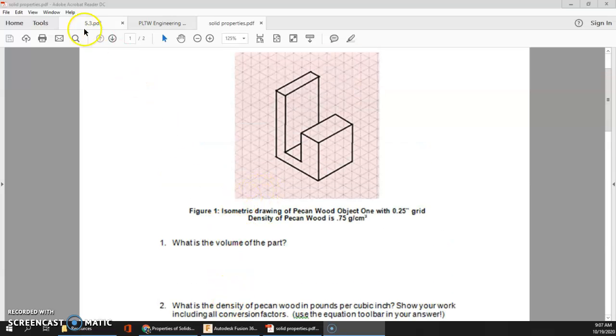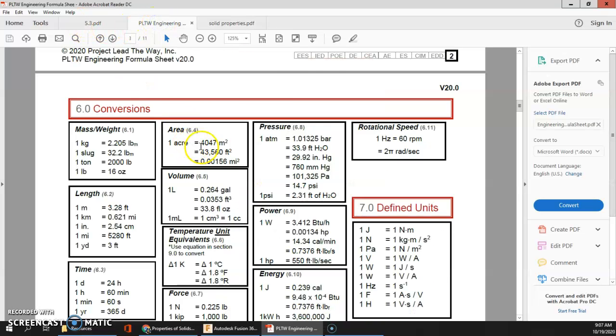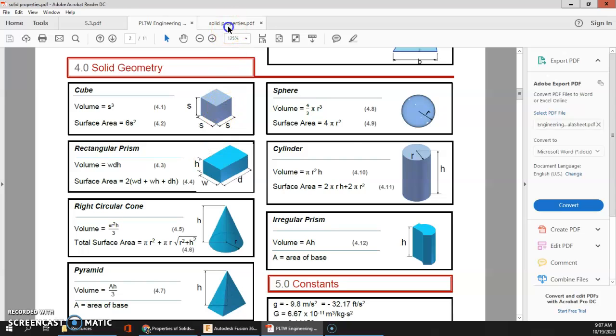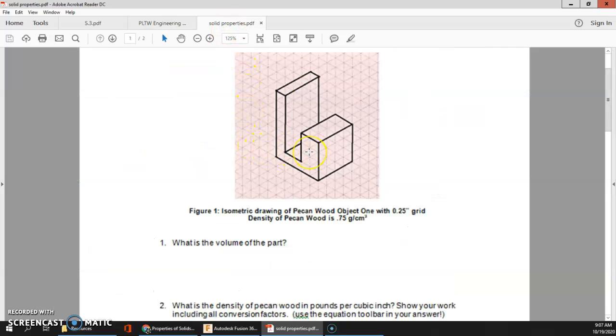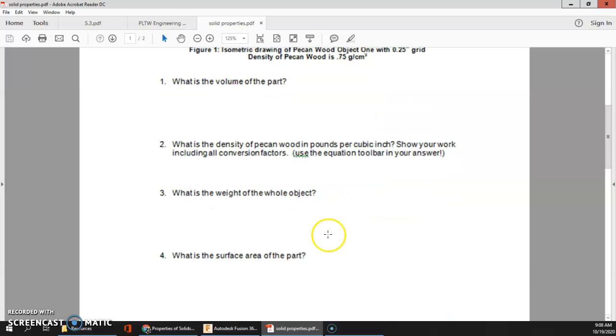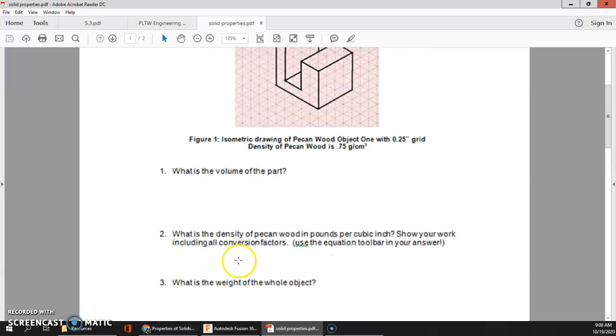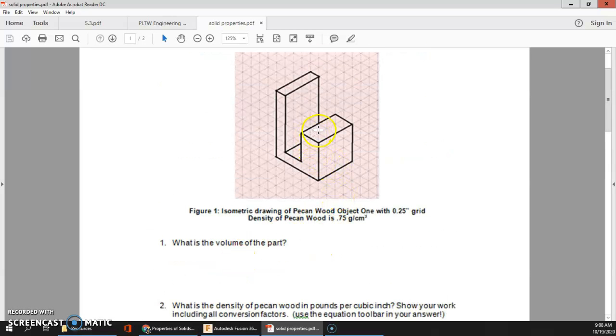Remember, we have formulas for volume on our formula sheet. Looking at this, it's not a regular prism, but you can divide it up into regular prisms. So I have a rectangular prism here, here, and here. You can add up the volume of the individual components to get the total volume of the part. And you will do similar operations to get the surface area. You can add up the surface area of each individual face to get total surface area.